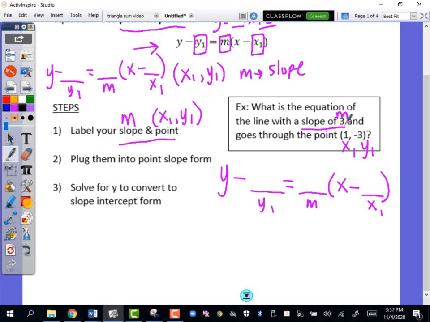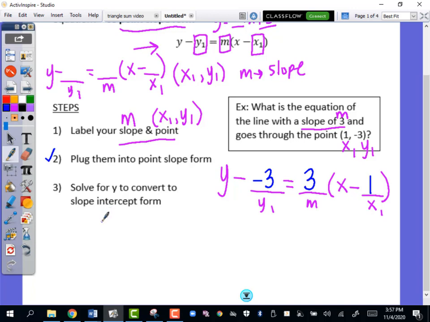So here we go, I'm going to put my numbers in there. My slope was 3, so I'm going to put that where the m is. And then my point is over here. My x1 was the number 1, so I'm going to put that here. And my y1 was negative 3, so I'm going to put that over here. Check.